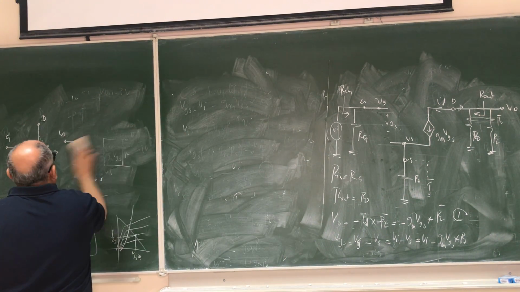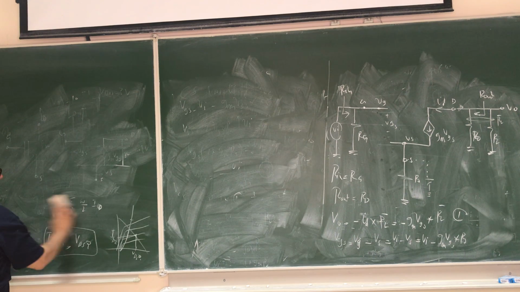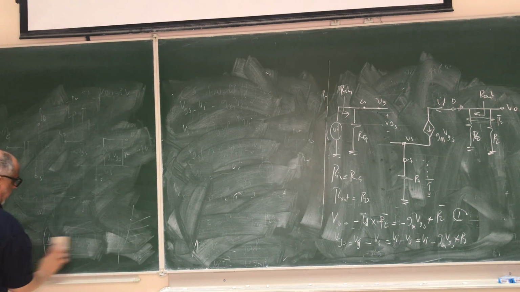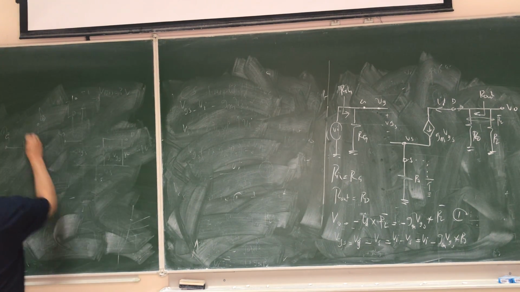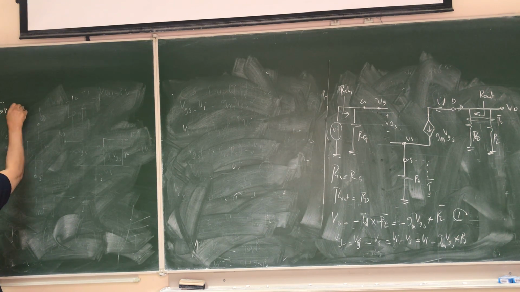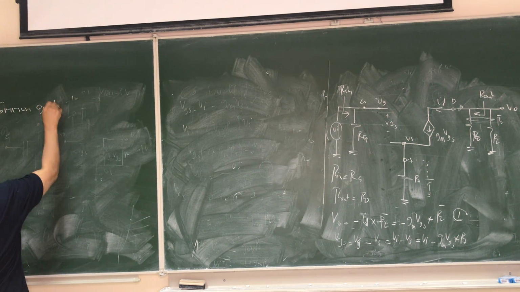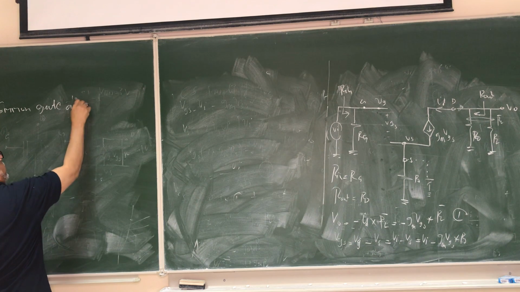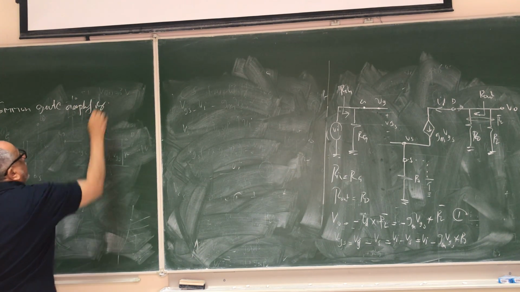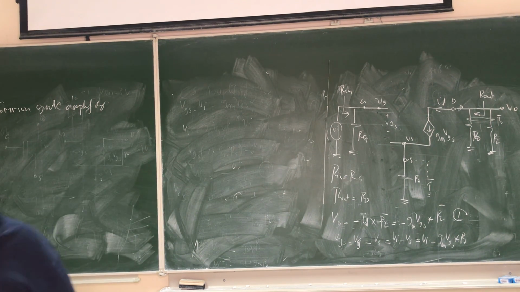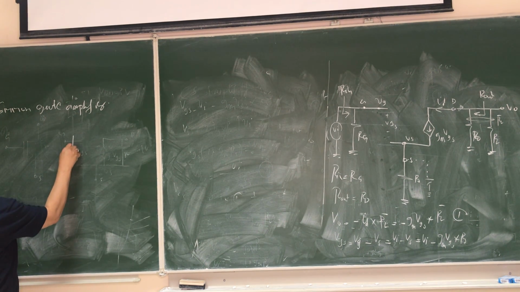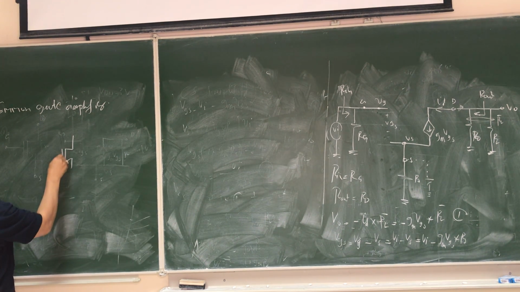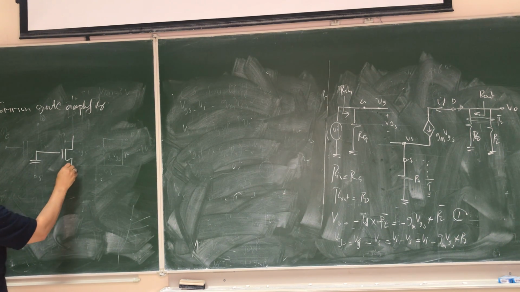The common source, sorry, common source. The second amplifier is the common gate amplifier. Okay, so the common gate amplifier, the gate should be common to both input and output. So we can just ground it here.